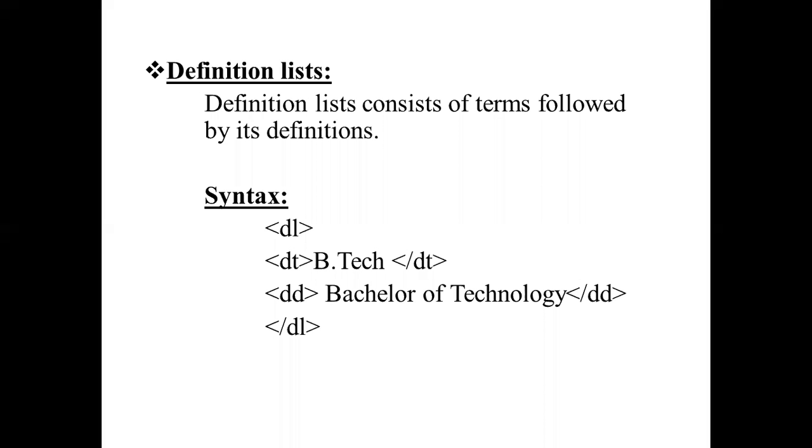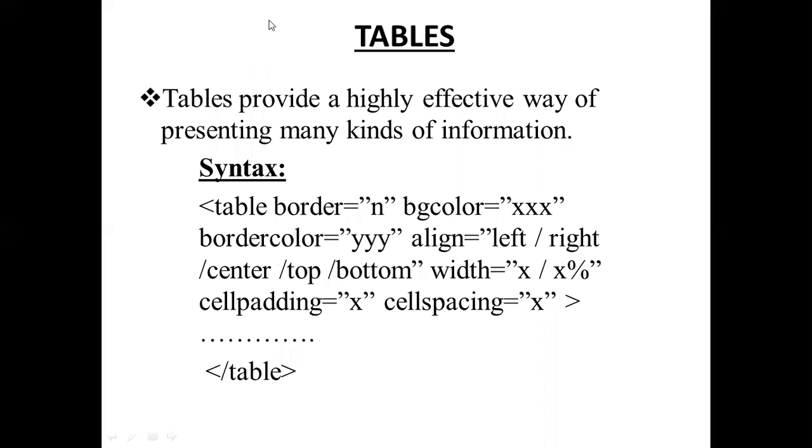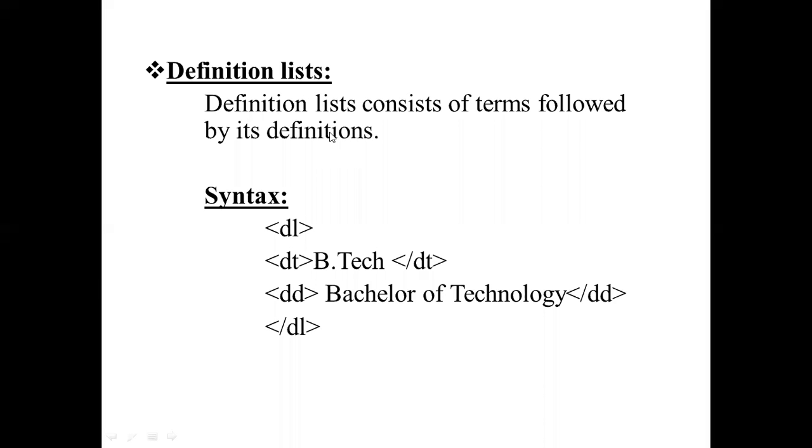Next, the definition list. A definition list consists of terms followed by their definitions. Definition lists are specified with the DL tags, here DL and closing /DL tags, and require two more special tags, that is DT and DD. Here DT is used for the data term and DD is used for the data definition.